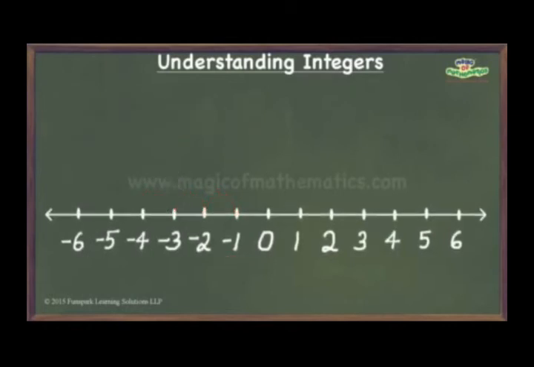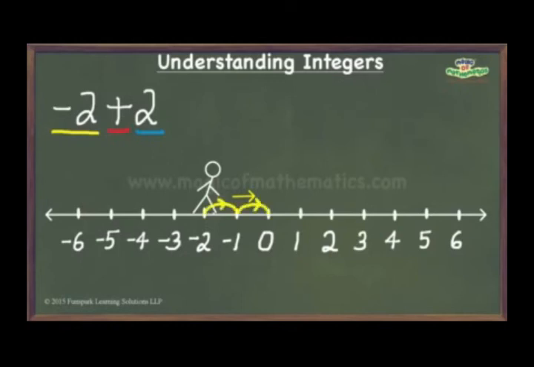The third example that I will take up is negative 2 plus 2. Here the first operand is negative 2, and hence I begin my journey from negative 2. The operator being the addition operator, I turn to walk towards the right. The second operand is 2, which means I walk 2 steps forward, thereby ending up at 0, and thus the given expression evaluates to 0.